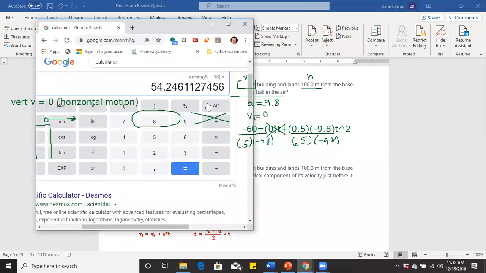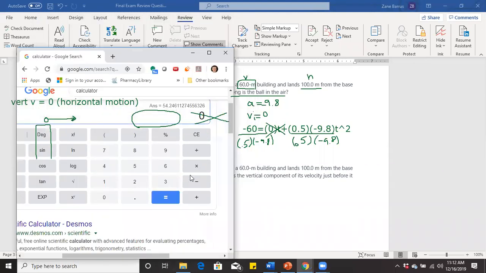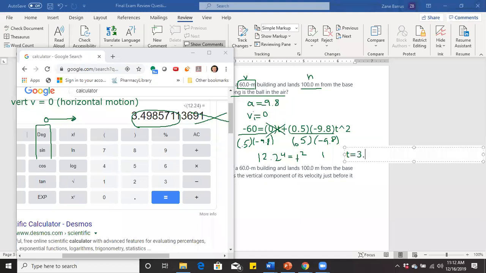So let's get the calculator out. I'm going to take my negative 60 and divide that by 0.5 times negative 9.8. And that should give me a T squared of about 12.24. So 12.24 is equal to T squared. We'll have to square root that answer. If I take the square root of 12.24, I get that T is equal to about 3.5 seconds.